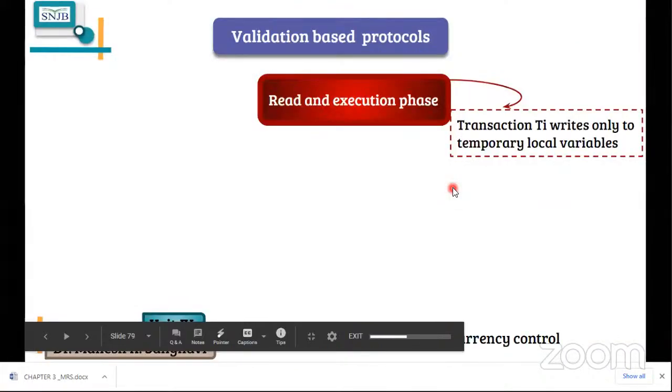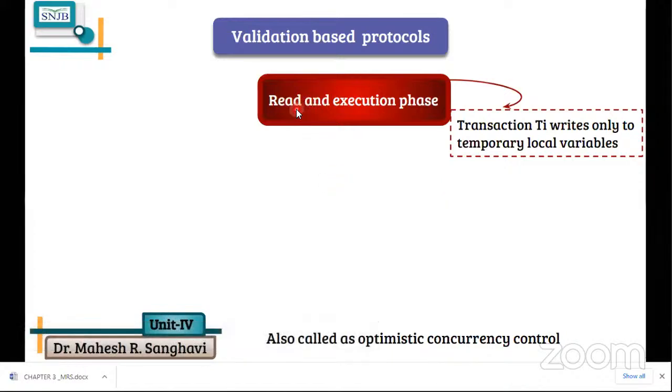Okay, I'll take the last type of protocol, that is the validation based protocol. In the read and execution phase, transaction PI writes only to temporary variables. So whenever a write operation is performed, it will be performed on temporary variables. It will not be performed directly on the database values or the data items.